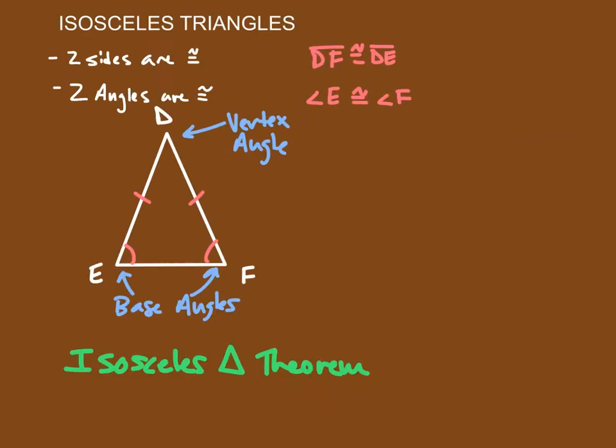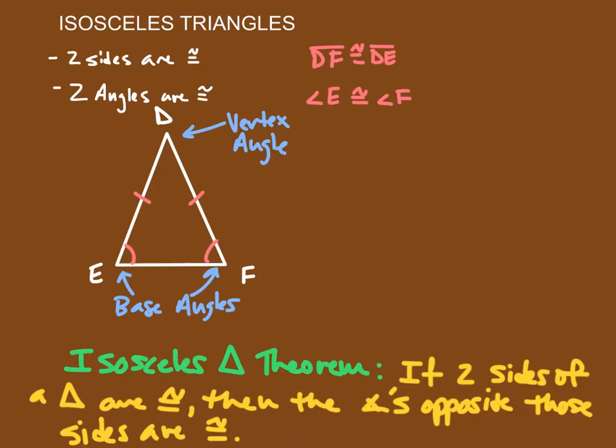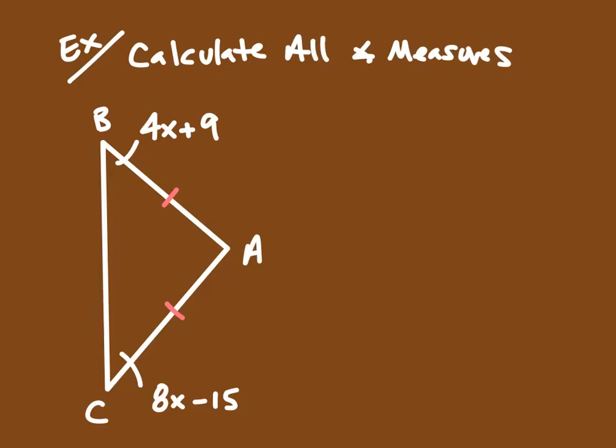This leads us to what's called the isosceles triangle theorem. That states that if two sides of a triangle are congruent, like we have here, then the angles opposite those sides are also congruent. And this can work both ways: given that two angles of a triangle are congruent, then their opposite sides are also congruent. All right, so let's look at an example.